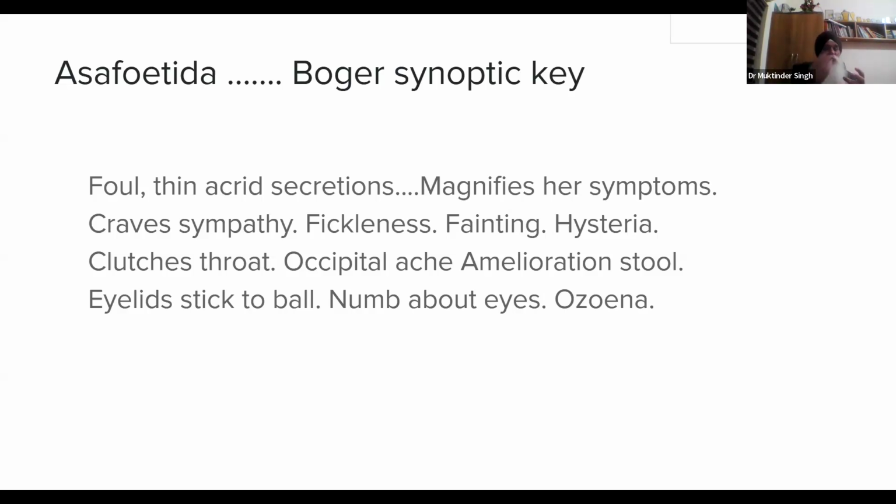So asafoetida, we know the common hing we use in cooking. It's used in abundance in cooking. This hing is a kind of gum from some plants. If you have pure hing in your room, you cannot sit in that room. It is such a strong smelling agent.